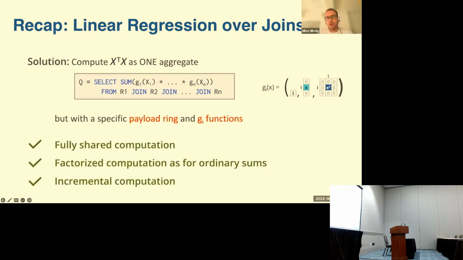Now, by using this covariance ring, we can achieve a fully shared computation by the ring construction. And thanks to the algebraic properties of this ring, we can break down the aggregate computation into the factorized computation of partial aggregates, just like some query optimizers would do with ordinary sum aggregates. And additionally, we can achieve a full treatment of inserts and deletes.